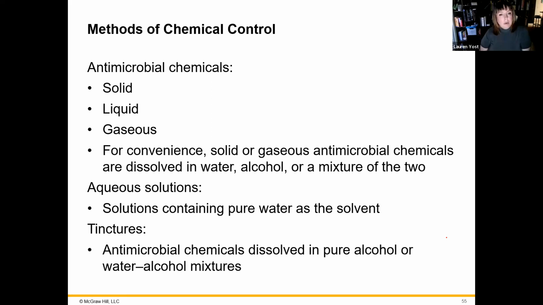So antimicrobial chemicals. Now we're moving on to the chemical control. They can be in the form of a solid, liquid, or a gaseous form, but most of them are going to be turned into a liquid for us to work with. Aqueous solutions, that term means it's been using the water as solvent, and tinctures, that means we're using alcohol as a solvent.